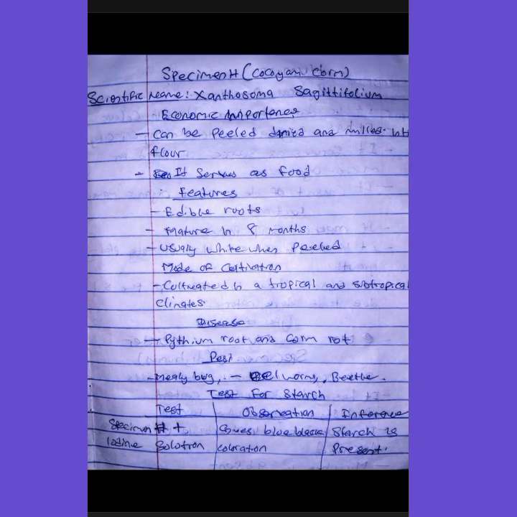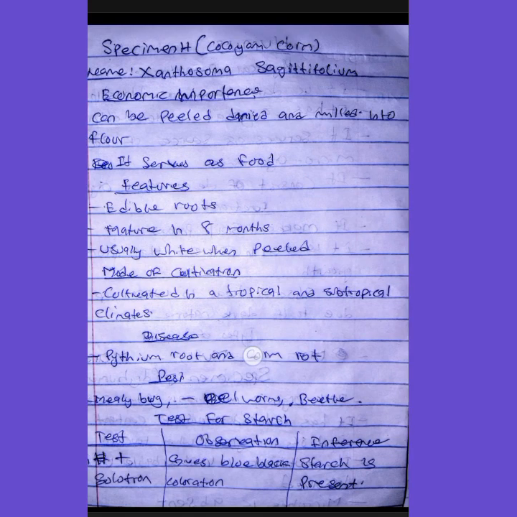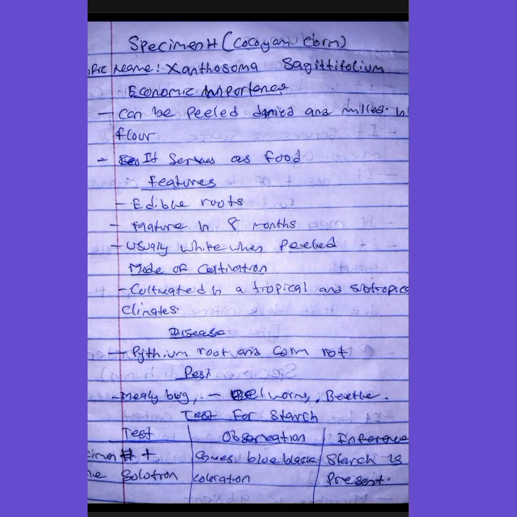Now moving to specimen H, that's the cocoyam corm. That's the one we eat. That's cocoyam corm. Its scientific name is Xanthosoma sagittifolium. The economic importance is that it can be peeled, dried, and made into flour. It serves as food, like you can cook it and eat it. Features: it has an edible root. It matures in 8 months. It's usually white when peeled.